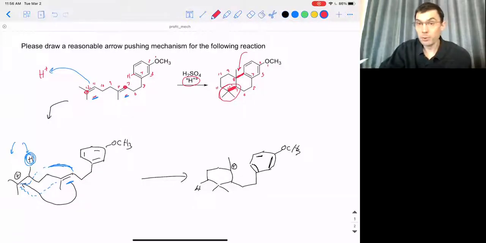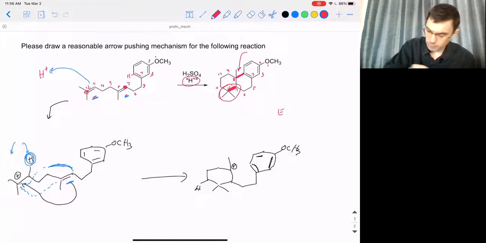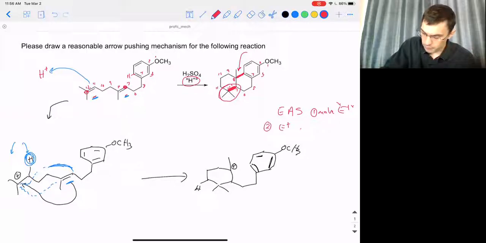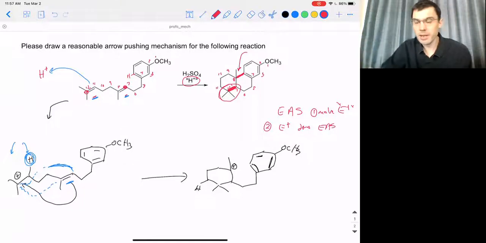Now we have a more highly substituted tertiary carbocation, and this more highly substituted tertiary carbocation can indeed undergo the electrophilic aromatic substitution. So for those of you that are in my class at the University of Minnesota, you'll know that I always refer to EAS as being a two-step process where you make an electrophile, and then E plus in the second step does an electrophilic aromatic substitution. And the exact steps and process of that EAS are the same, irrespective of what the actual electrophile is. In this case, the electrophile is the tertiary carbocation, and so I'm going to label this as E+.